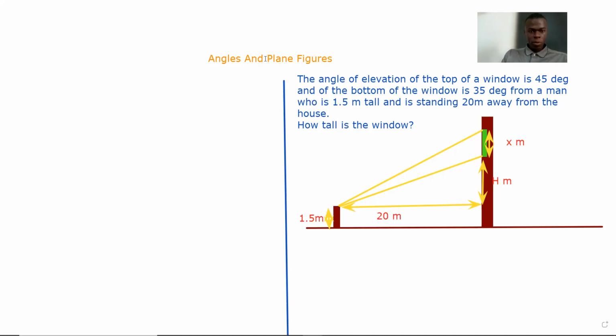And we have a few things. We know that there it's 35 degrees. And the other one for this part.